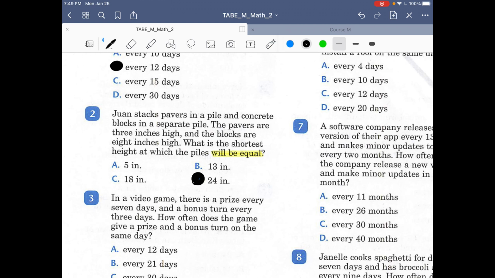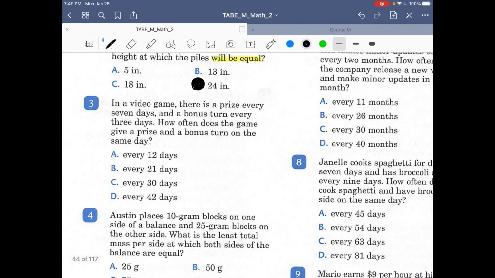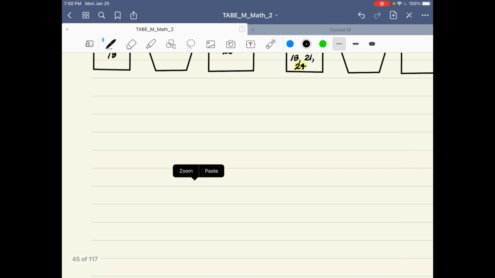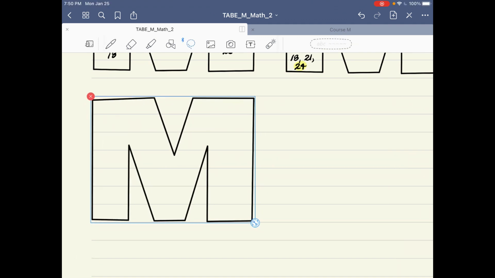Number 3. In a video game, there is a prize every 7 days and a bonus turn every 3 days. How often does the game give a prize and a bonus turn on the same day? So there's the clue that I need to get the least common multiple, and I need to paste in an M.